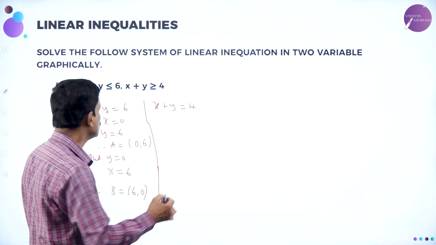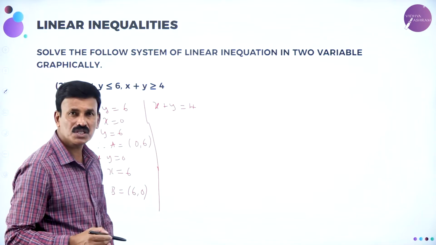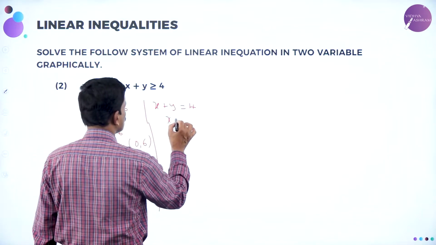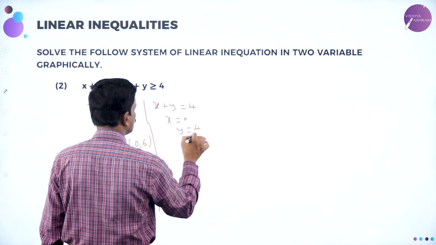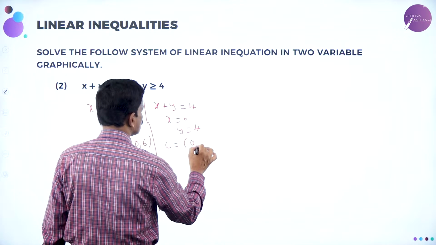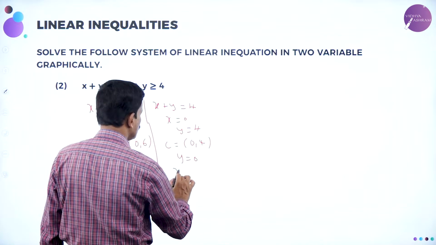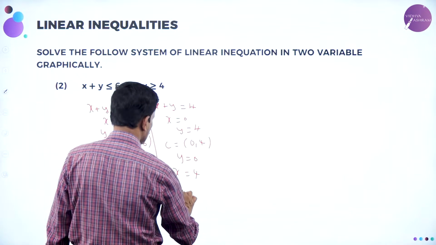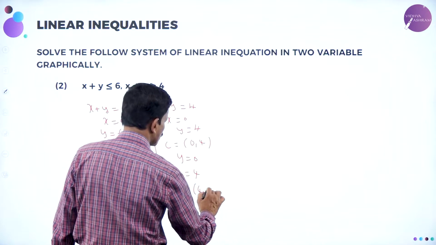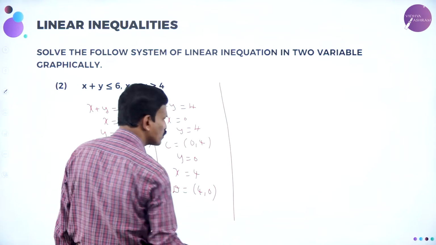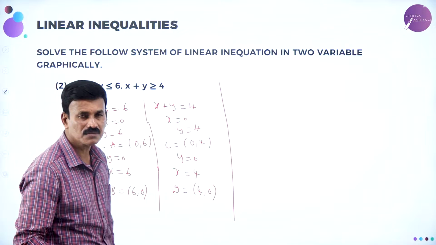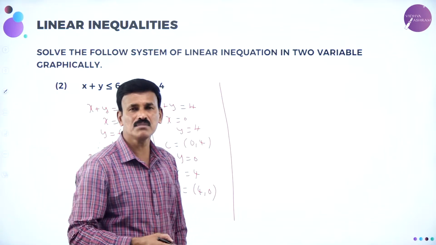Similarly, let us consider the equation x plus y is equal to 4. If you put x is equal to 0, then you will get y is equal to 4. The point C is 0 comma 4. Again put y is equal to 0, then you will get x is equal to 4. Therefore, the point D is 4 comma 0. These are the corner points. Now let us represent them in a graph.